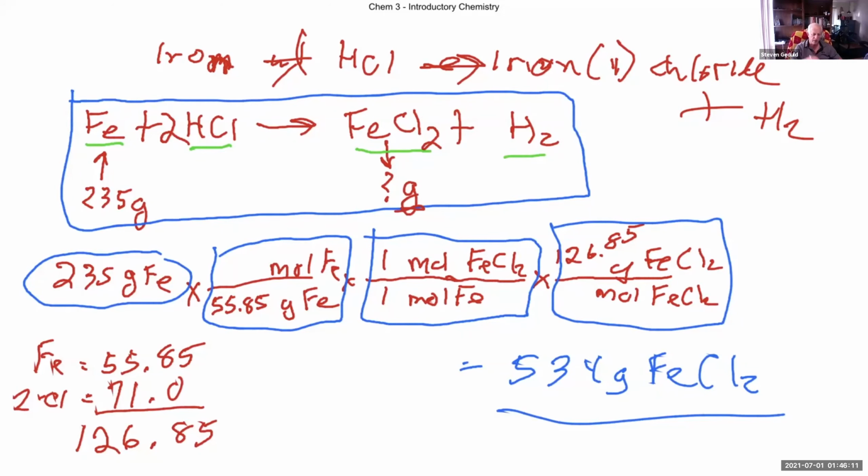Okay, so I started with 235 grams of iron. I know my end result after I run my reaction is going to be 534 grams of iron chloride. So I can tell how much I'm going to produce before I do the reaction. You could also do it for hydrogen gas. How much hydrogen gas are you going to release into the atmosphere?